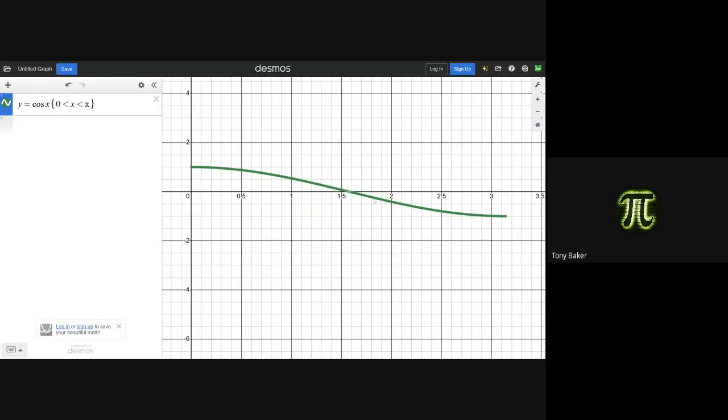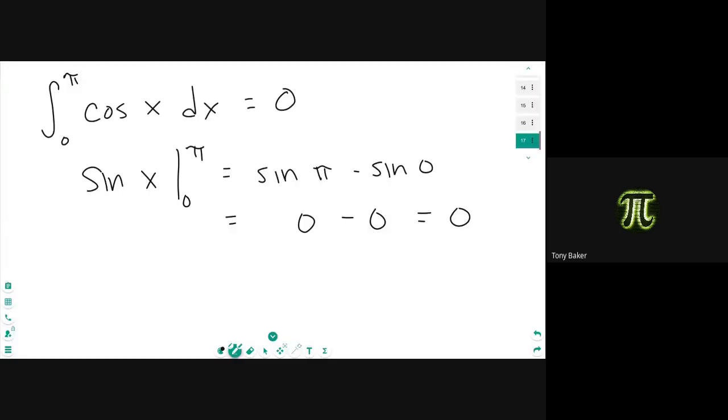So here's cosine of x. This part and this part are exactly the same. So I have a positive area here, and I have a negative area here, and they're going to cancel each other out. So I have 0 area. Now, that wouldn't be very useful. So nothing you did in this problem is wrong. That's right. However, it's not very useful to do it.